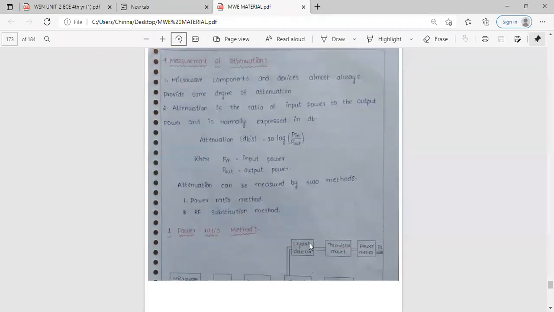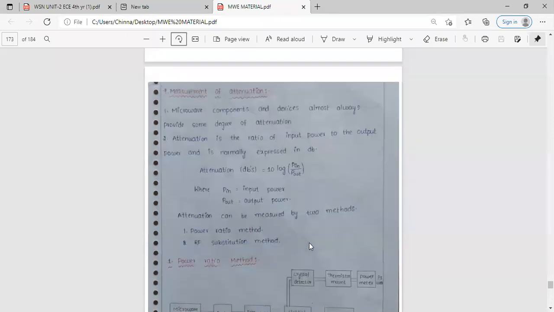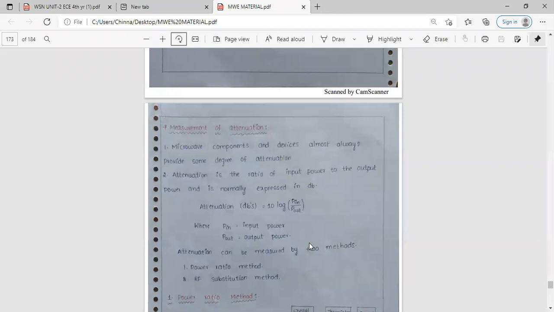Coming to microwave attenuation, in this we have two types of techniques. We have the frequency meter and measurement of power, and after that, measurement of the attenuation. Microwave components and devices almost always provide some degree of attenuation. Attenuation is the ratio of the input power to the output power.